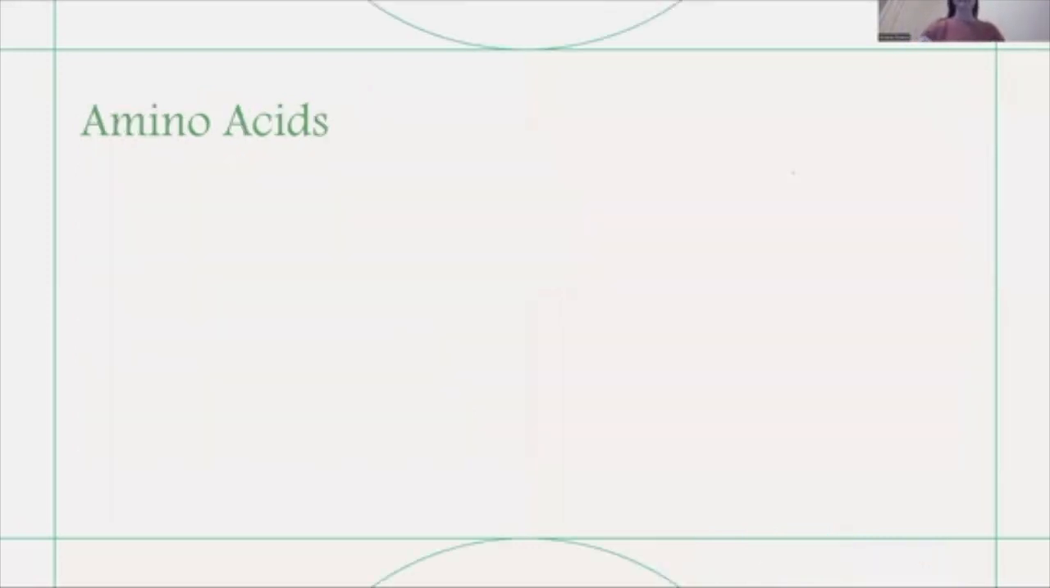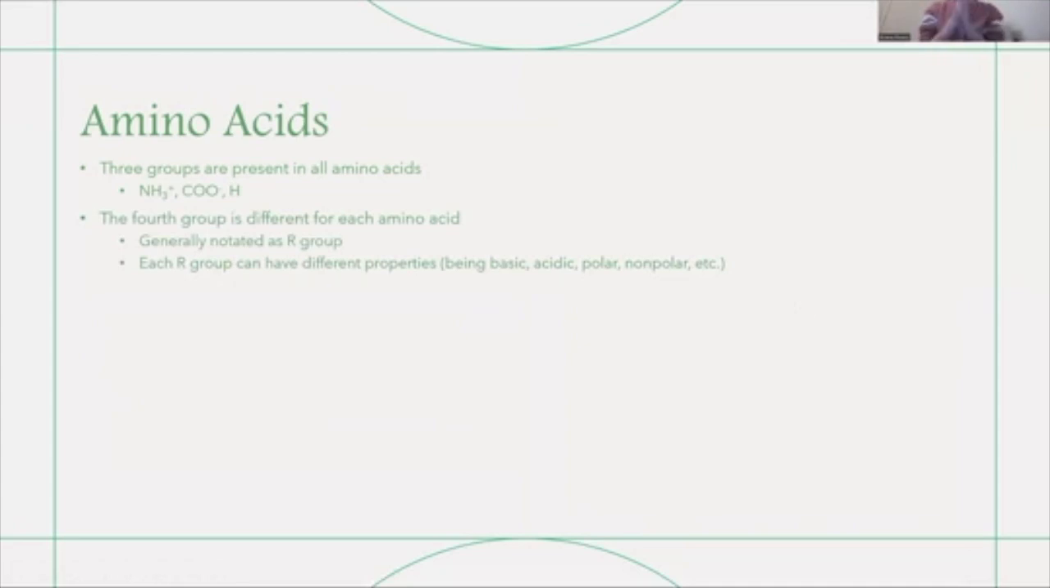All right. So now we've been talking about amino acids. What even is an amino acid? So on every single amino acid that we have, and we have 20 total, there's going to be 3 groups that are present on all of them. You have an NH3 group, or NH3+ group, which is an amino group. You have COO-, which is a carboxyl group, and you also have a hydrogen. And your 4th group is going to be different for every single amino acid. And generally, this is just notated as R.